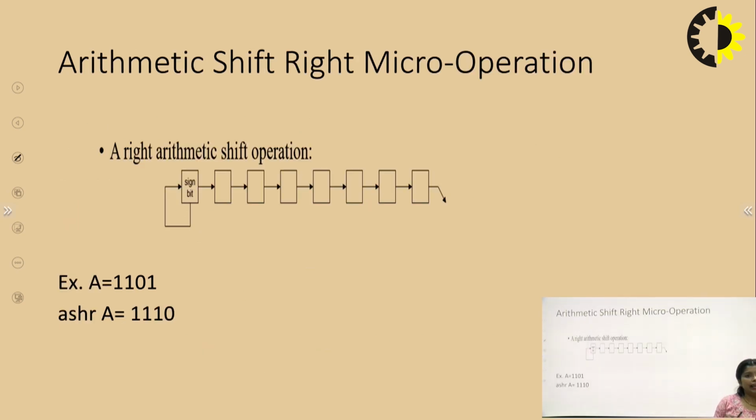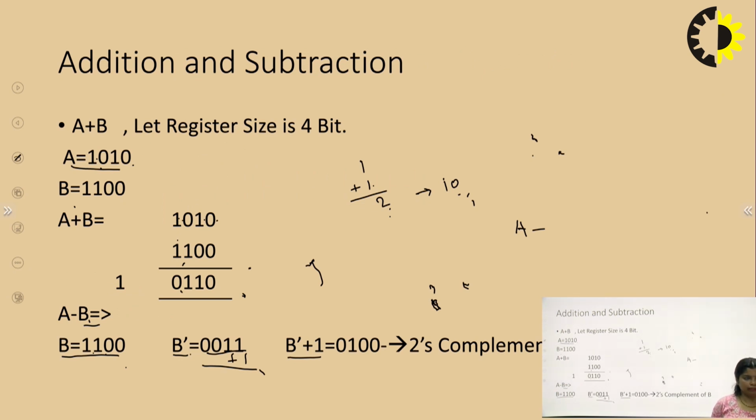Now, A plus B and A minus B are simple: for A plus B, we take the values as they are, and for A minus B, we take A plus the 2's complement of the second value.